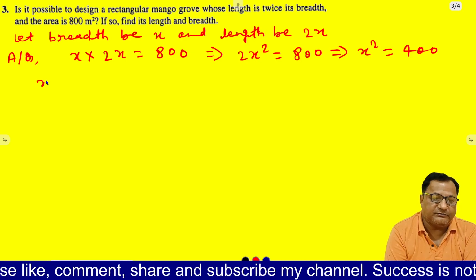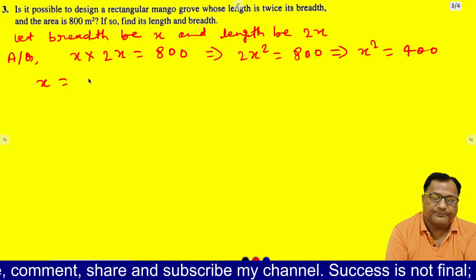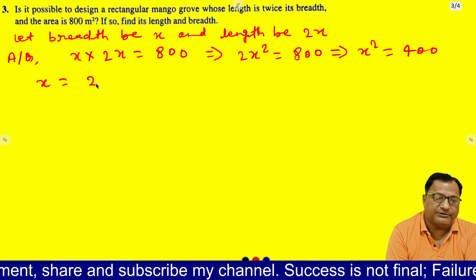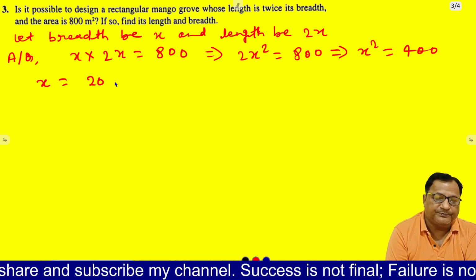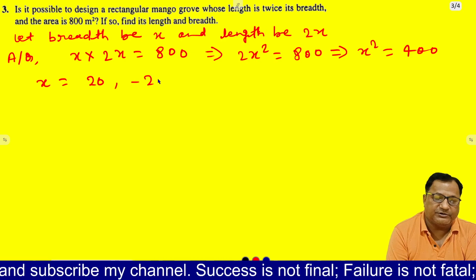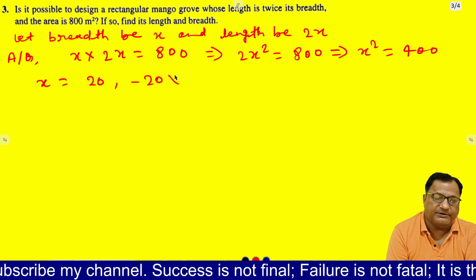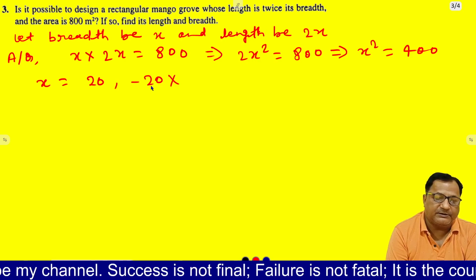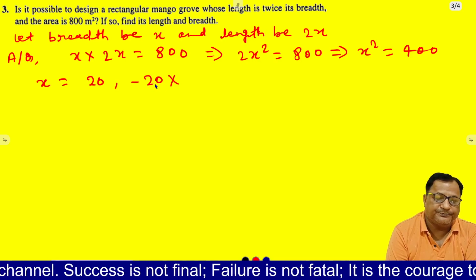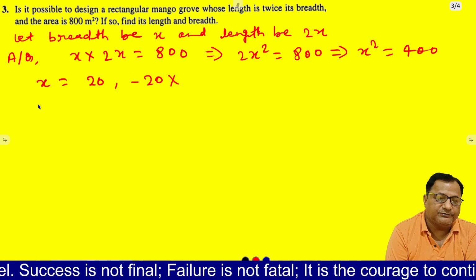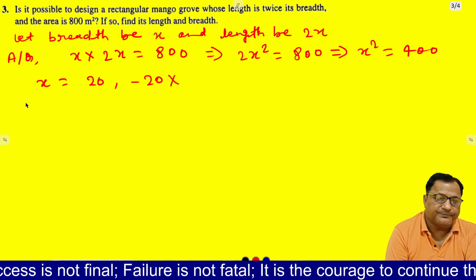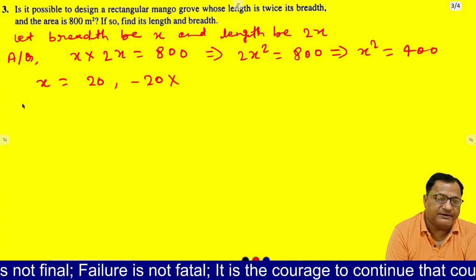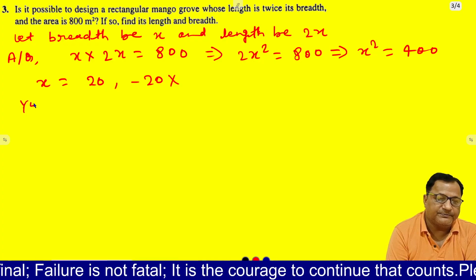So x is equal to 20 and minus 20, but the value minus 20 will be rejected because length and breadth cannot be negative. So here the answer will be yes.